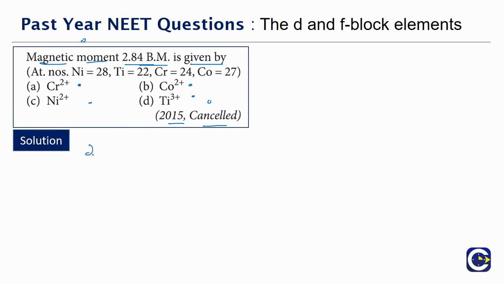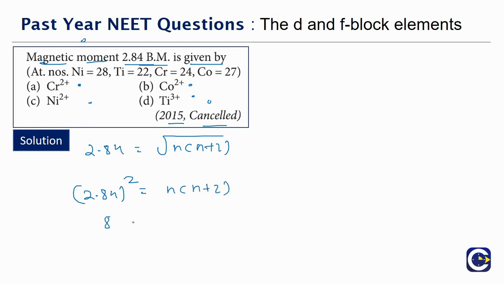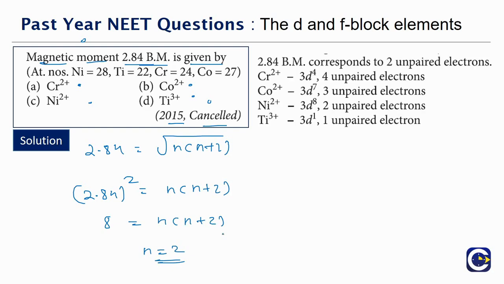See, first of all, what is the formula for the magnetic moment? Root of n into n plus 2. Squaring on both sides, 2.84 the square is equal to what? n into n plus 2. 2.84 the square means what? Approximately it will be 8. 8 is equal to n into n plus 2 means here n value will be close to equal to what? 2. Means we must have 2 unpaired electrons.